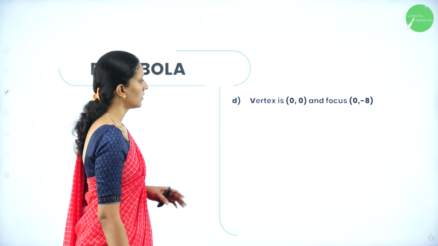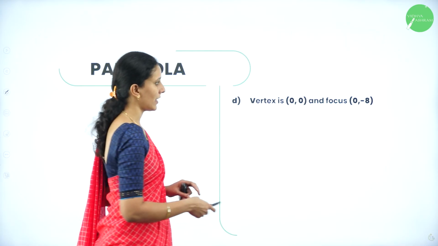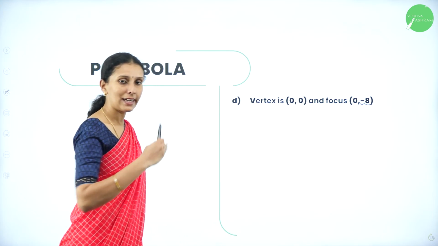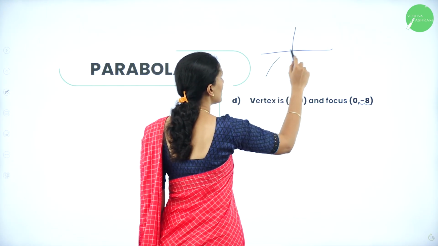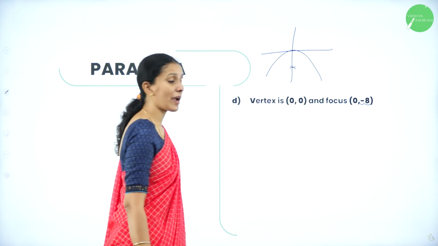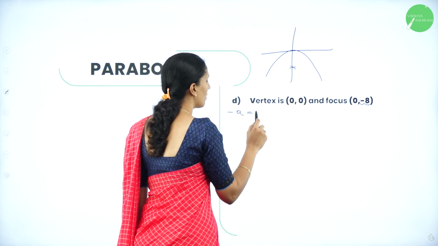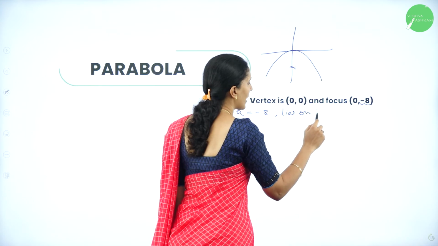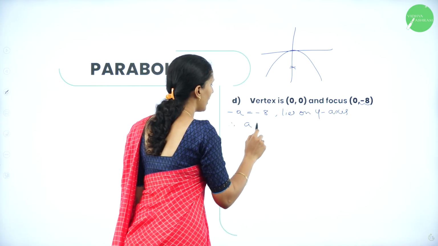Next question. Vertex is at the origin, focus is 0, minus 8. So, here minus a is given. So, minus a means it lies on the negative side of the y-axis. So, therefore, it is a downward parabola. Here minus a comes on the y-axis. So, minus a is equal to minus 8 lies on the y-axis. So, therefore, here I can write a is equal to 8.